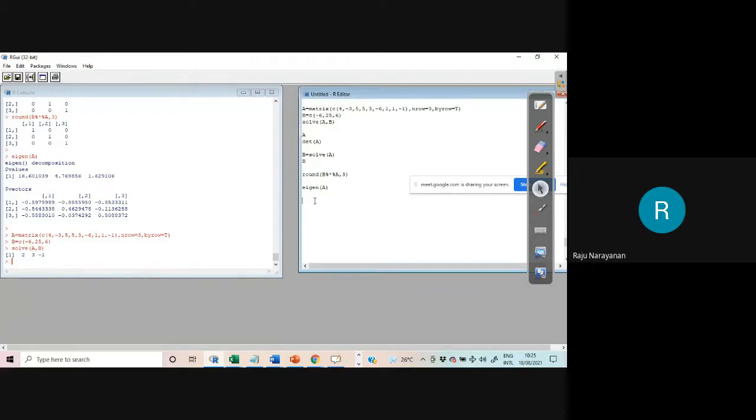Now, R is very, very rich with its built-in functions. Actually, eigen is a built-in function. You have studied computer programming. Therefore, when you type eigen A, what is happening? A is sent to the function eigen, and eigenvalues and eigenvectors are coming to this place. All those things are happening in fractions of a second. Eigen is a built-in function, round is a built-in function, solve is a built-in function, t is a built-in function, det is a built-in function.